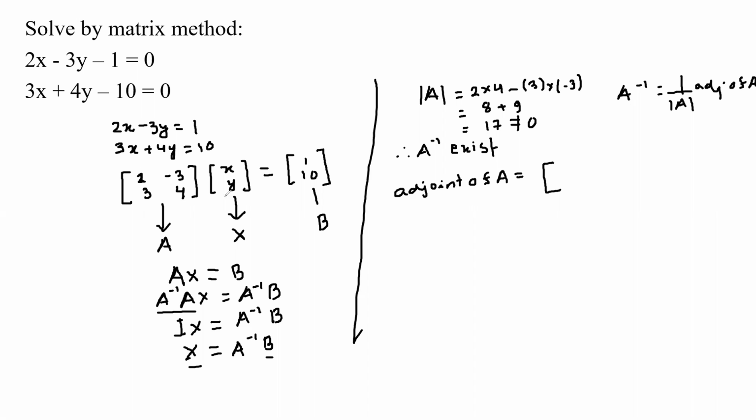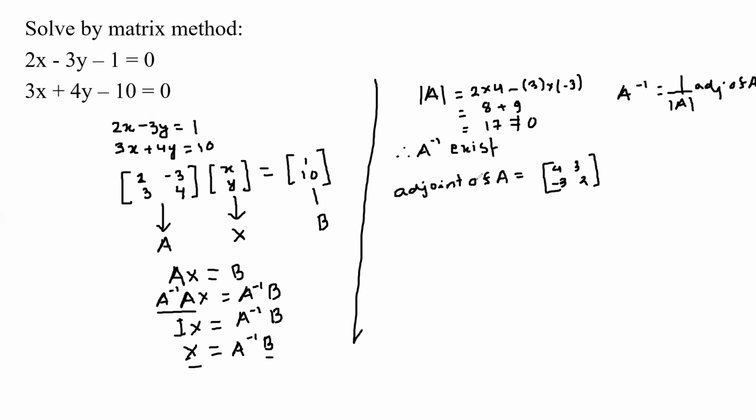While getting the adjoint of A, what do you need to do? The main diagonal, you just interchange. So here you will be writing 4, and here you'll be writing 2. Look at the main diagonal, we have 2 and 4. I'm just interchanging, 4 and 2. And for the -3 and 3, you just change the sign only. So here will be the minus 3, and since here is the minus 3 already, minus minus will become plus. So I hope you understand how to get the adjoint of A.